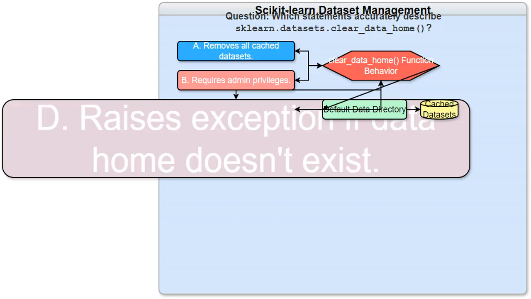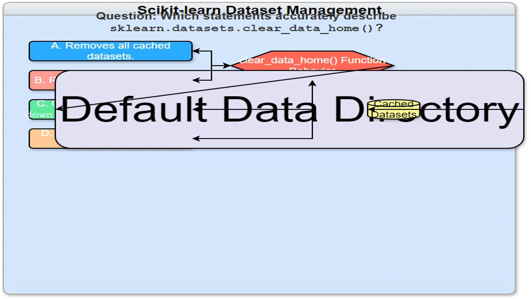The clear_data_home function is a tool to manage those cached datasets. I use it to delete the cached data. It's like clearing your browser's cache. You free up disk space and ensure you are working with fresh data. This is simply the location on your computer where Sklearn automatically stores the downloaded datasets.